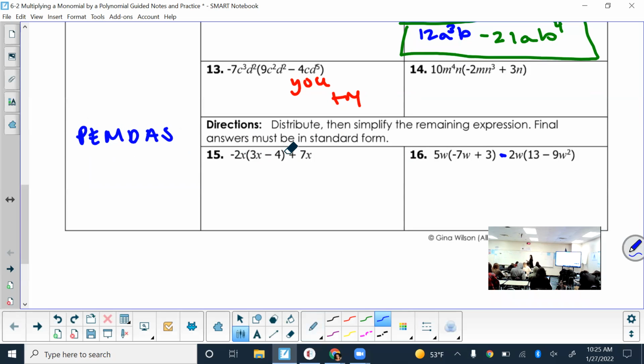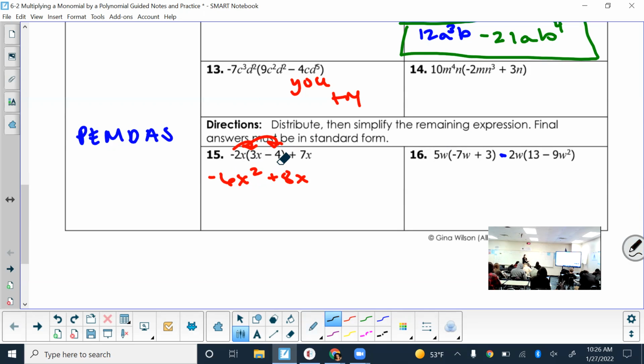So when I'm looking at this, I see I have some multiplication here, but then some adding here. So what do I do first, multiply or add? Multiply. So multiply this monomial times these two terms inside the parentheses. What's negative 2 times 3? Negative 6, good. And x times x? X squared. And then the next term. So what's negative 2x times negative 4? Positive 8x is correct.